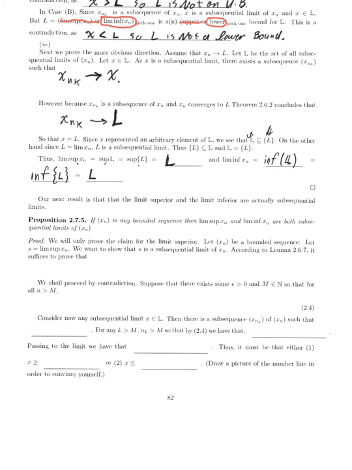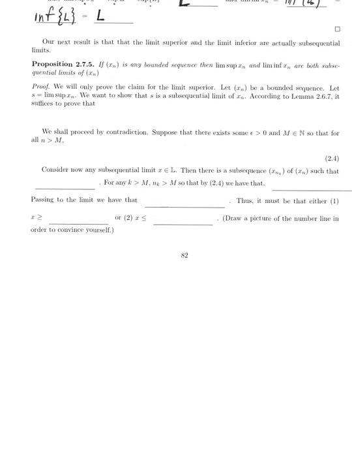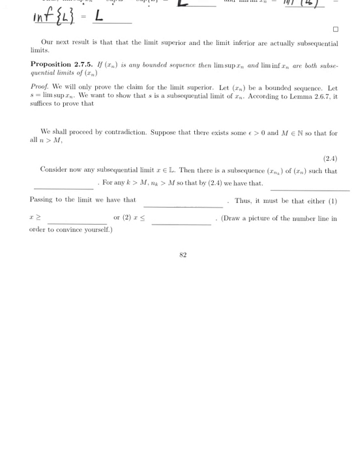Great. So let's keep on going. The next result says that the lim sup and lim inf are actually subsequential limits. Some of these ideas are going to be repeated when we eventually introduce a new idea called the closure of a set.